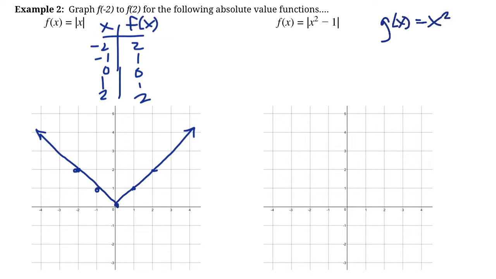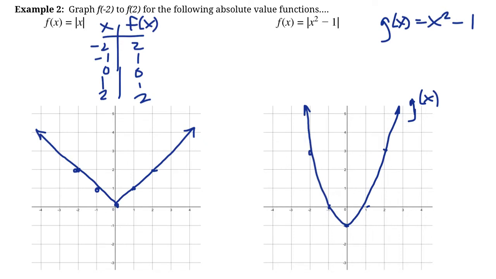Let's pretend that the absolute value function isn't there. What would this look like? Well, it's just the base parabola that's shifted down by 1. So it's going to look something like this, right? So we'll call that g of x, okay?